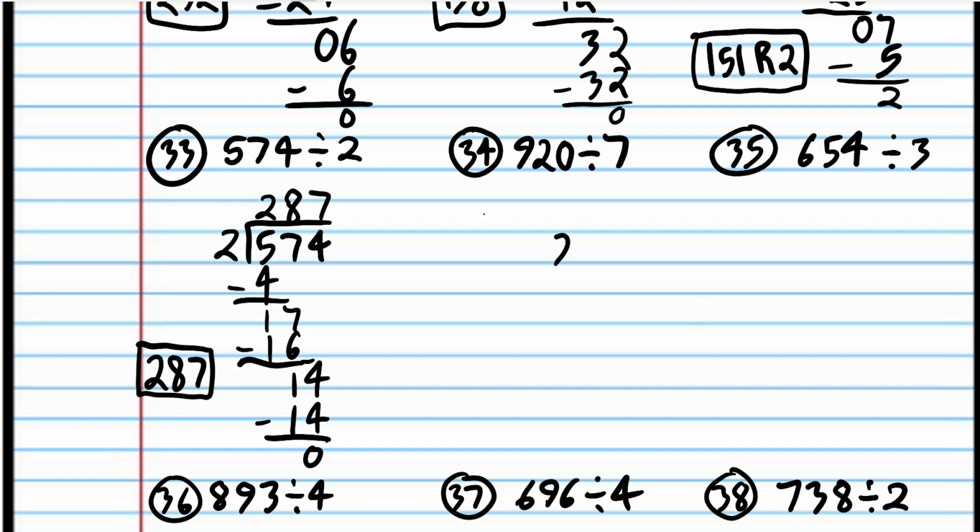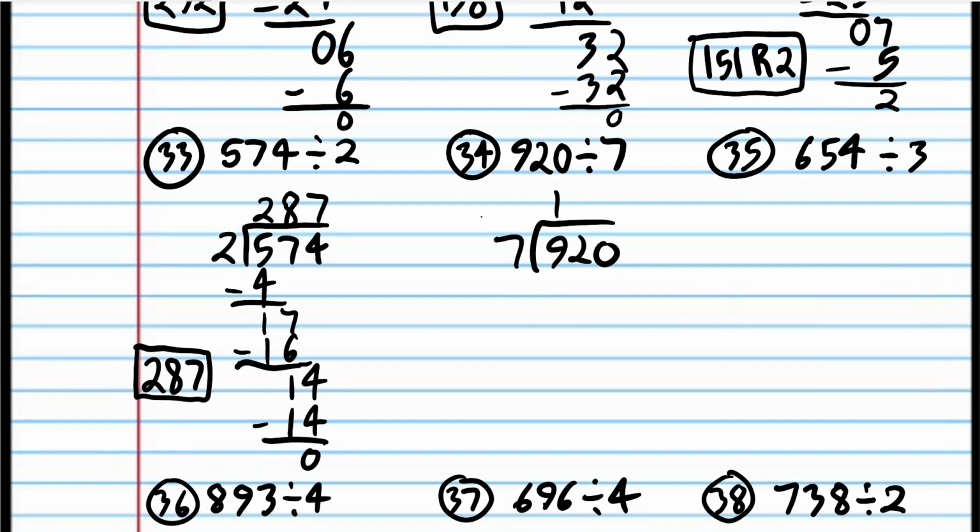All right, we're back. 920 divided by 7. How many times does 7 go into 9? It goes in 1 time. That's the first step of the first cycle. 7 times 1 is 7. That's the second step. 9 minus 7 is 2. That's the third step. As always, we bring down the next number. Bring down this 2. And we start the second cycle.